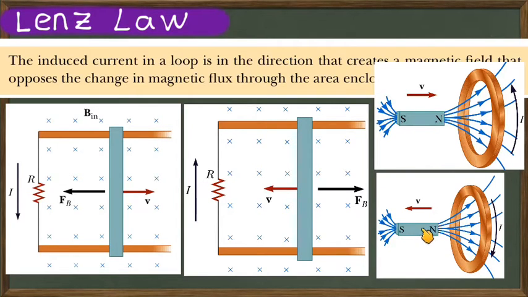Because if you move the bar toward left, you're decreasing the flux. And the current will try to increase the flux, so it must produce a magnetic field in the same direction as that of this north pole, because it will try to increase the flux. So this current will produce a magnetic field in the same direction as the magnet, but in here it will produce a magnetic field in the opposite direction to the magnet. Okay?